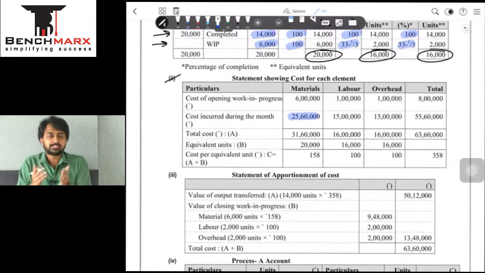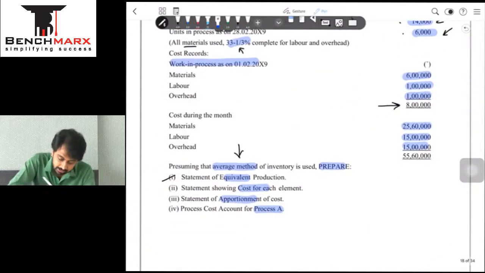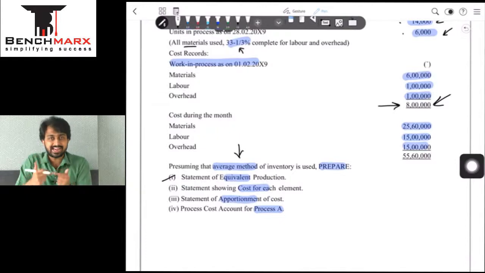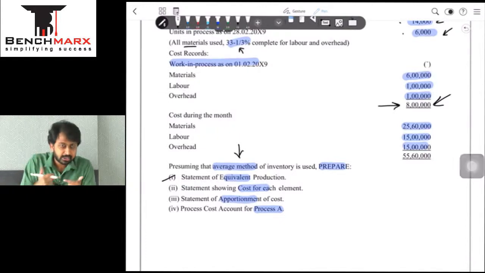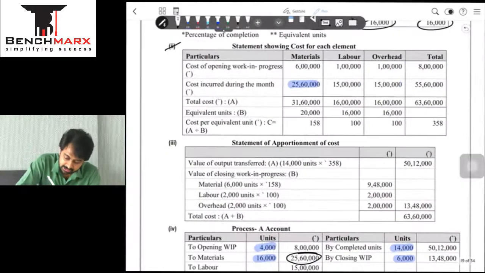As I said, since I am doing a VAM method, I also need to add the previous period's cost. Don't do the mistake of taking the entire 8 lakhs. My job is to take that content in the opening WIP which pertains to direct material, and that content is this 6 lakhs. So what I'll do is 6 lakhs from opening WIP material content plus cost incurred in the current month, that is 25,60,000, and the whole upon equivalent output. So 2560 अपना आ चुका है.